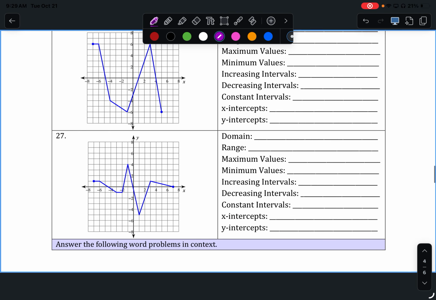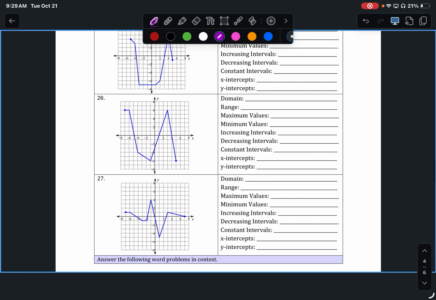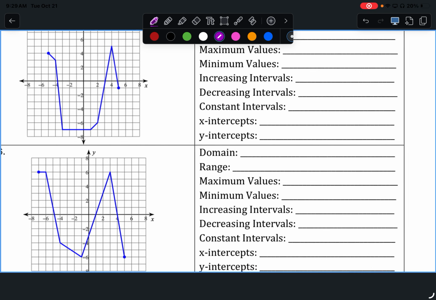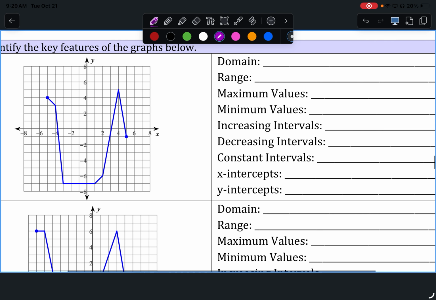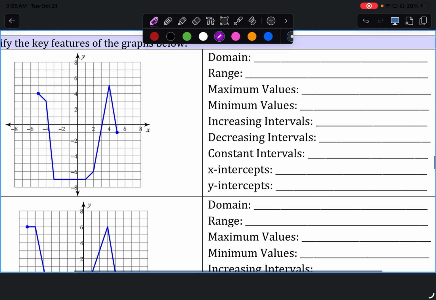Okay, 25, 26, and 27 are all identifying the pieces. We are going to do 25 and 27 together. So we are going to start with domain. Remember, domain is our X values, and we are looking from left to right. So our graph, what is the leftmost point of our graph? -5. And that is a solid dot, so that means bracket. And what is the rightmost part of our graph?